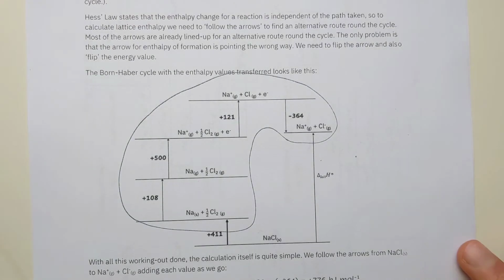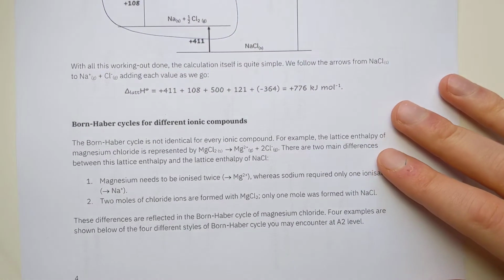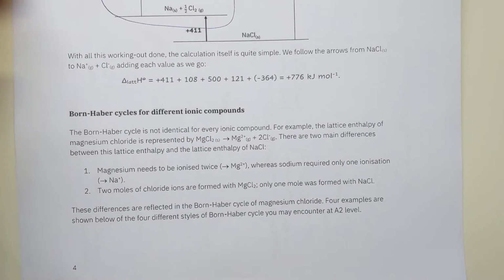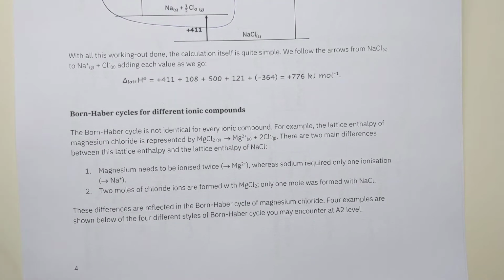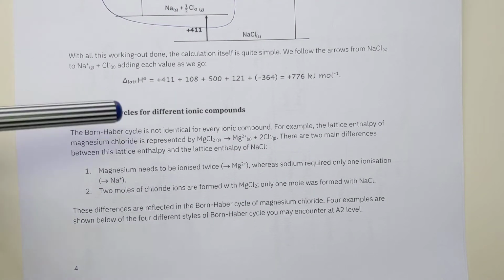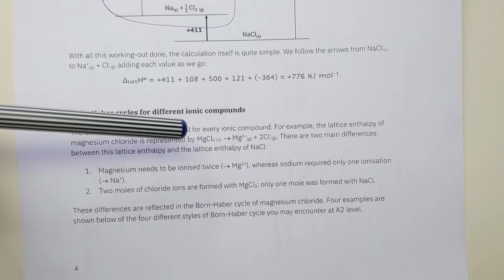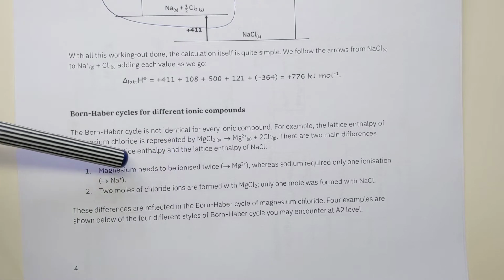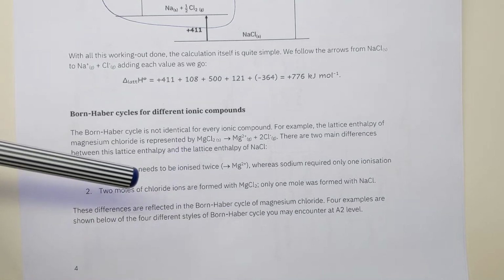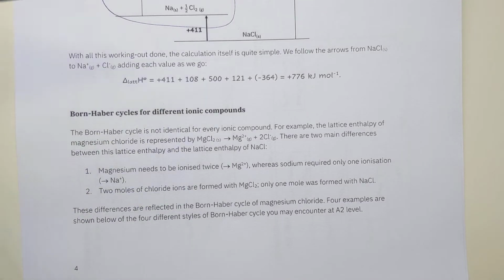So what I've just gone through is alluded to at the bottom of this page 4. It talks about how the Born-Haber cycle isn't identical for every ionic compound. It looks quickly here at the example of magnesium chloride, where your magnesium needs 2 ionization energies, and in fact you've got 2 chlorine atoms instead of 1 as in NaCl. So that's just what we talked about.